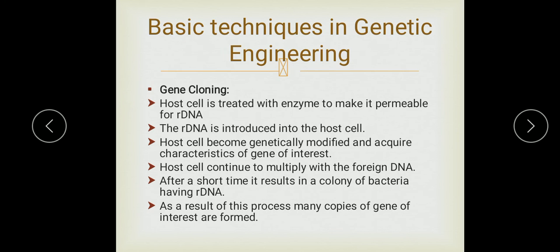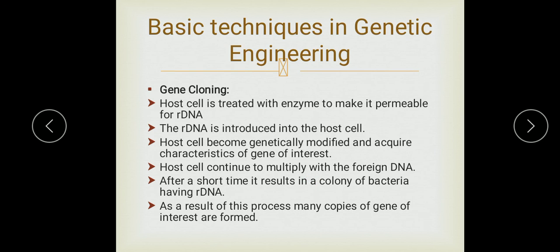So for that we need a host cell, that is mostly a bacterium, and the host cell is treated with an enzyme so that it can be made permeable for the entry of recombinant DNA. Then the recombinant DNA is introduced into the host cell. As a result, the host cell will now be termed a genetically modified cell, because it has the DNA of the donor organism as well. So that's why such an organism is called genetically modified. The host cell becomes genetically modified and acquires the characteristic of the gene of interest, right?